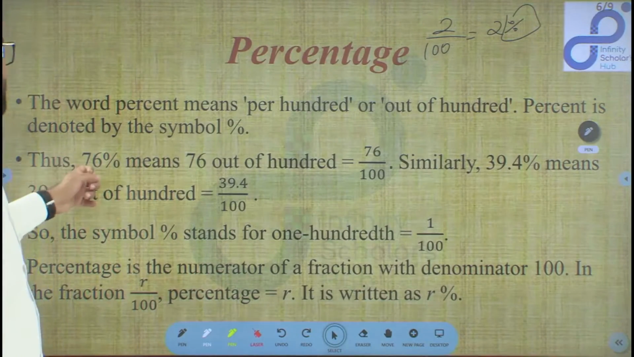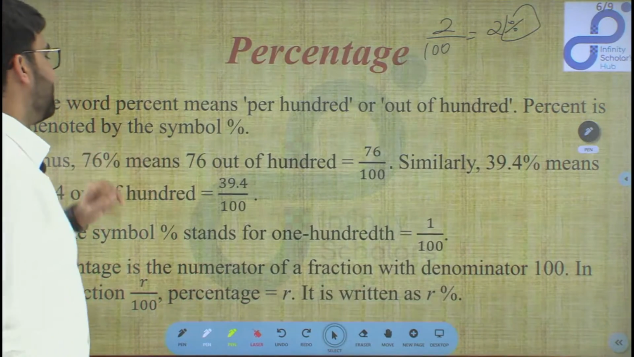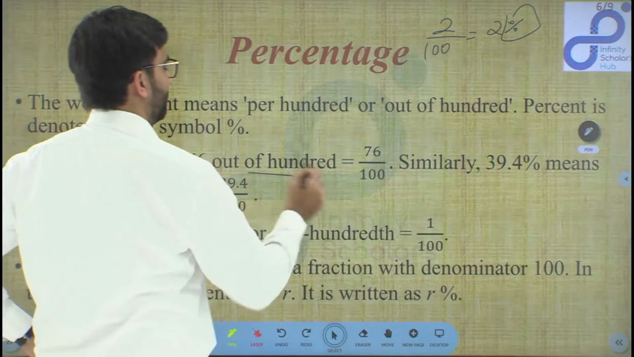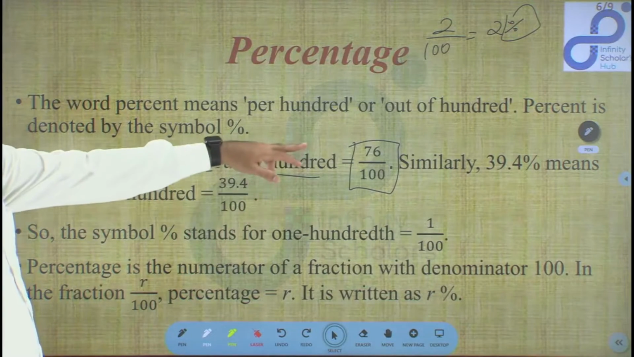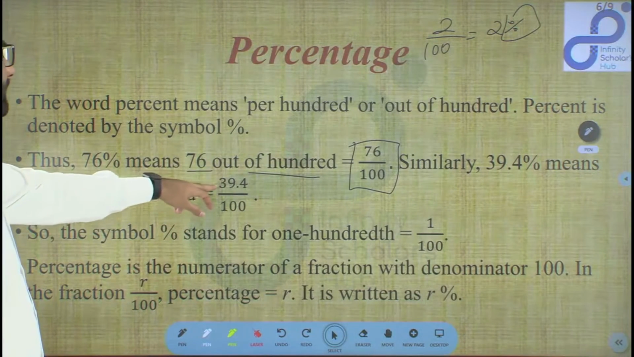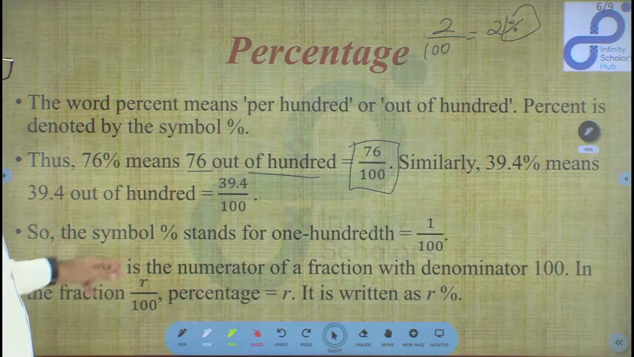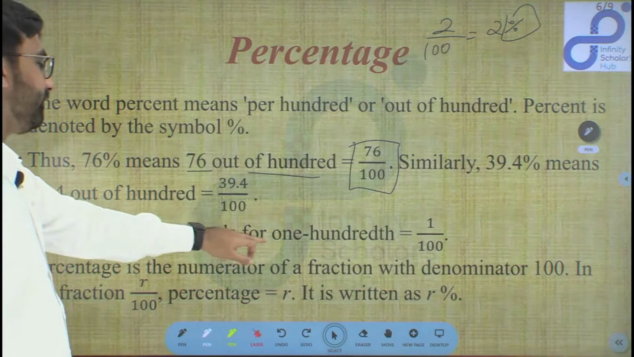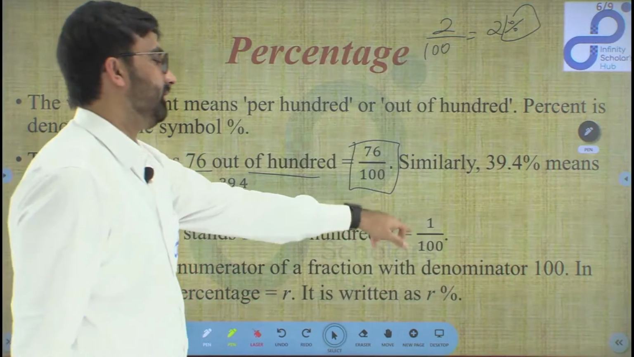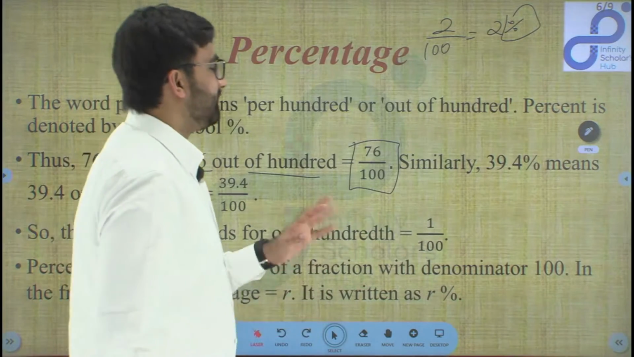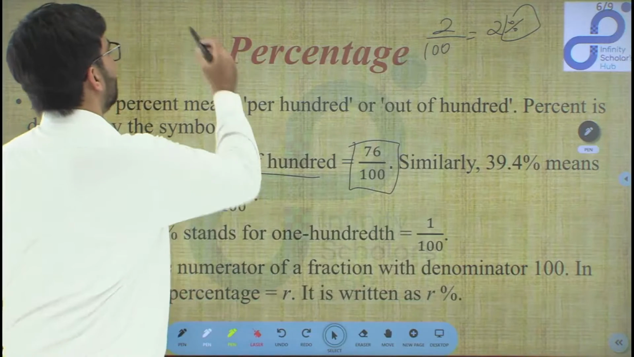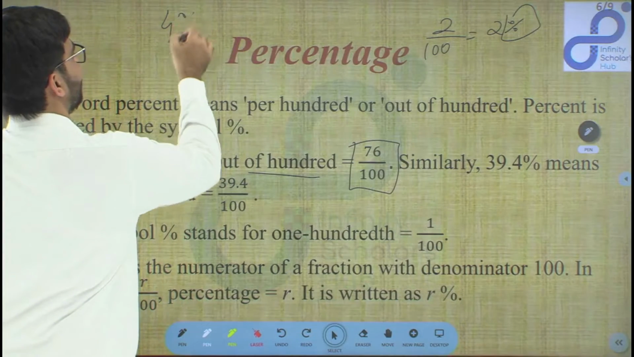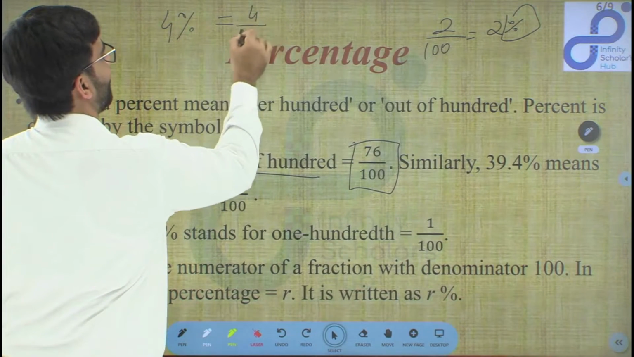Then, when I write 76%, what does it mean? It means 76 out of 100, so it will be 76 upon 100. Similarly, 39.4% will mean 39.4 upon 100. So the symbol % stands for 1 upon 100. Or simply, if it is given 4%, this will be 4 upon 100.